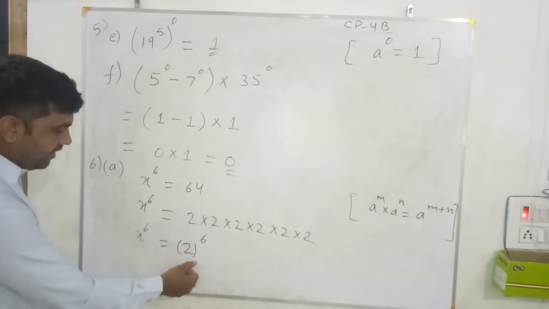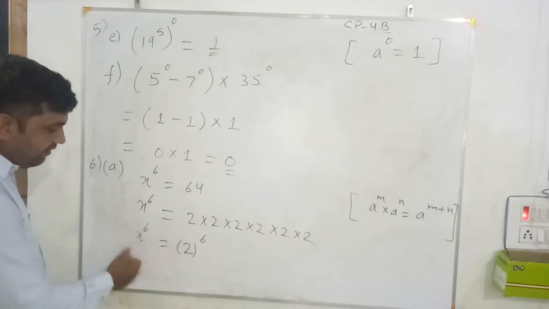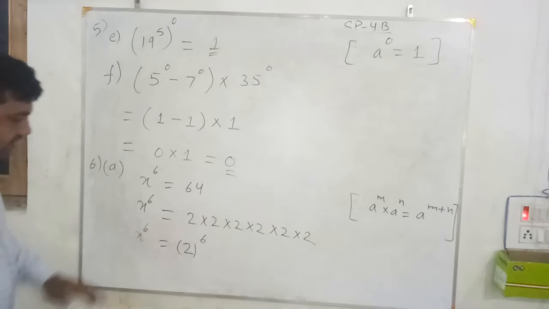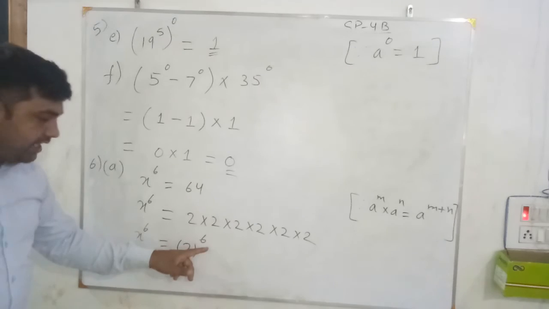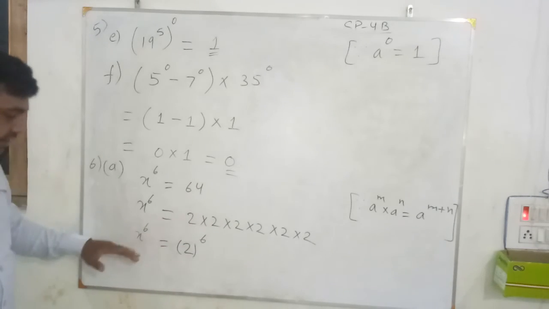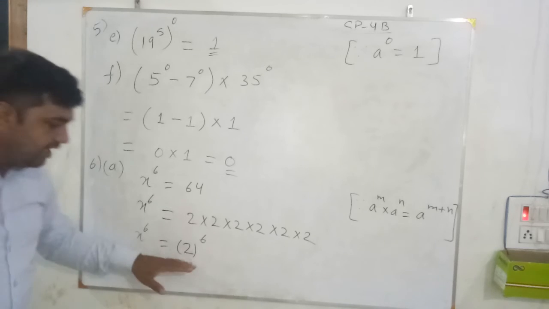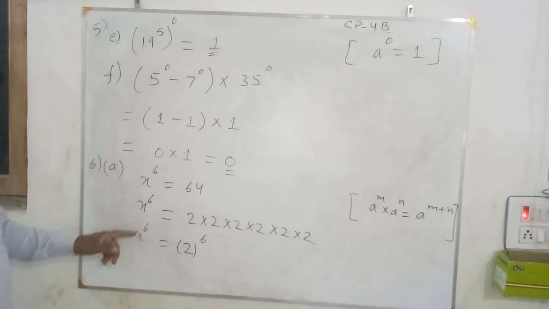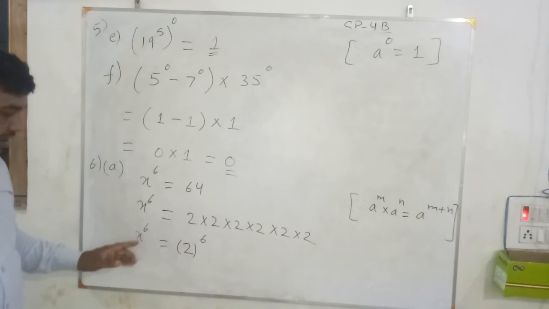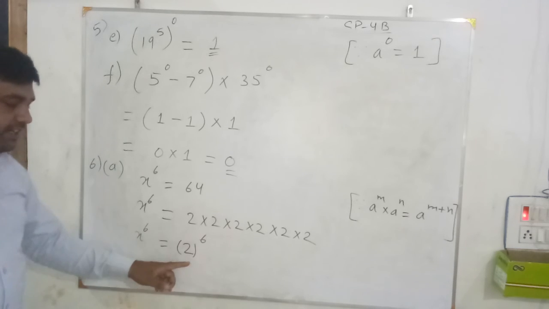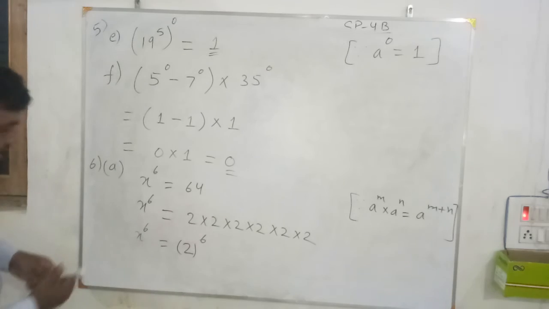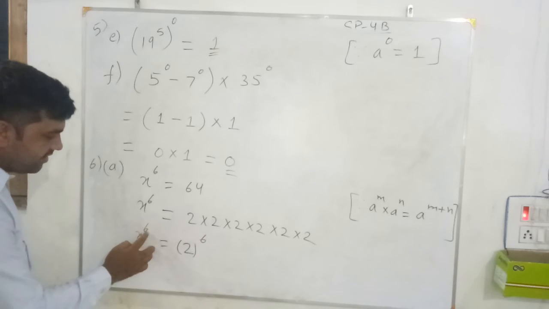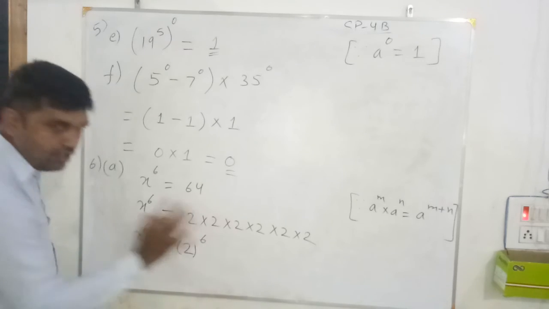The value of the right hand side will be equal to the left hand side when the left hand side power and right hand side power are the same, and the left hand side base should be the same as the right hand side base also. As you see, the index of both exponents, the left hand side exponent and the right hand side exponent, is the same. The index is 6 on the left hand side, and on the right hand side the index is also 6.